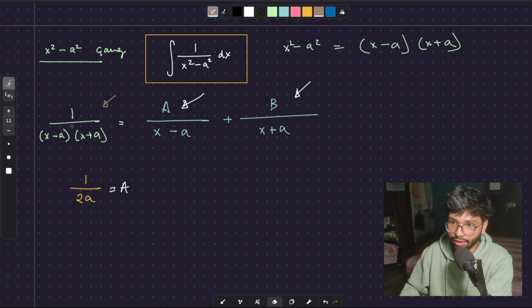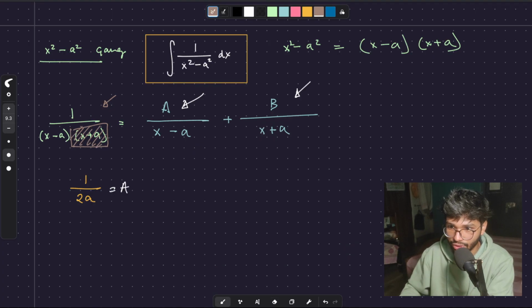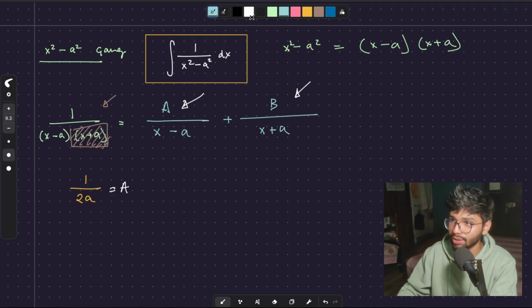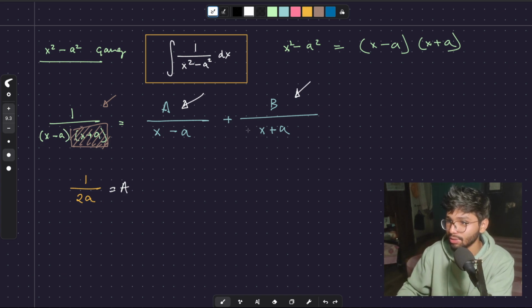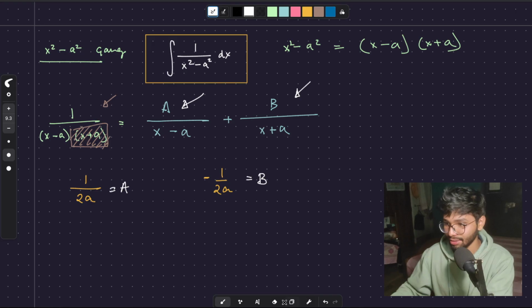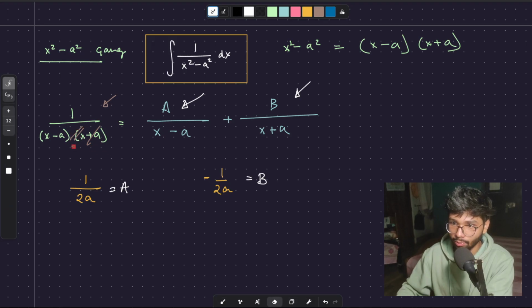So, okay, let's cover up this one. Oh my God, I'm erasing this every time. Let's cover up this one. Okay, great. So we've covered up x plus a, and let's put x equals minus a this time. So if this is minus a, this whole thing is going to be minus 2a, right? So we're going to have minus 2a, and that is going to be our B. Great. So that's how the cover-up method works.